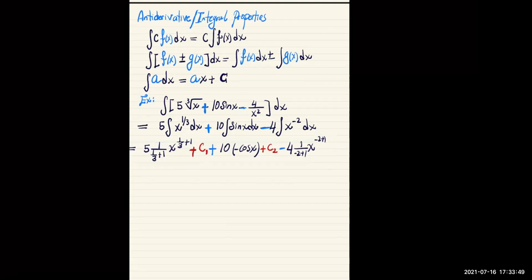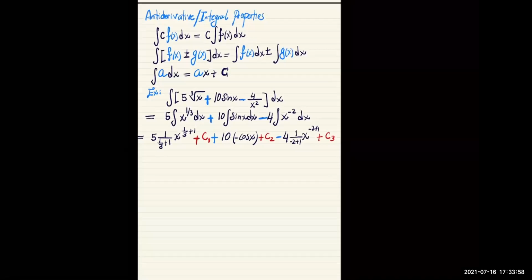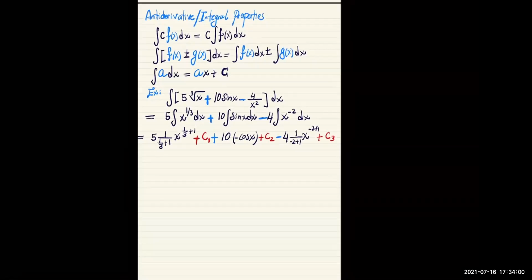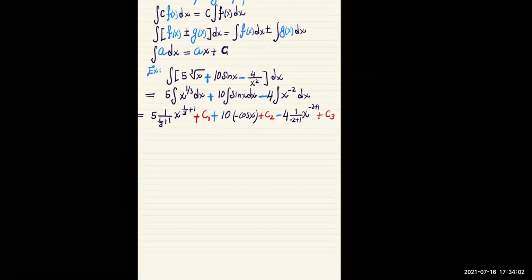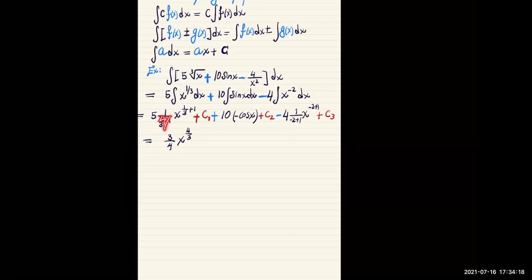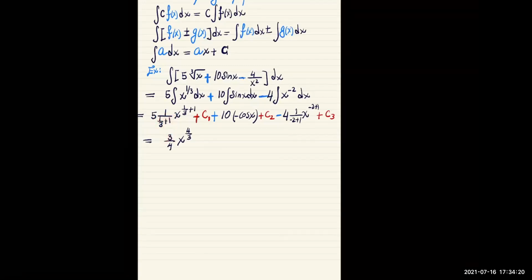Okay, plus the constant of integration for that antiderivative. So call it C3. Again, these C's are different because we have different antiderivatives. Okay, let's simplify what we have here. So I get x to the power of 4/3. 1/3 plus 1 is 4/3. You just make that a 3/4. Remember that this is going to flip. This is 4/3. It flips to 3/4 with a 5 in front.